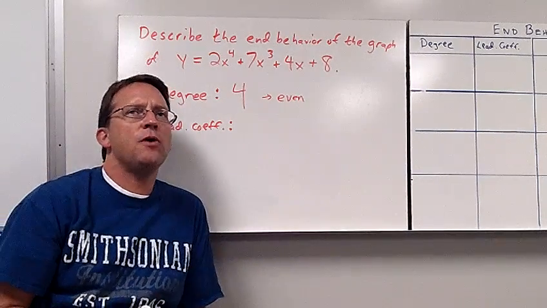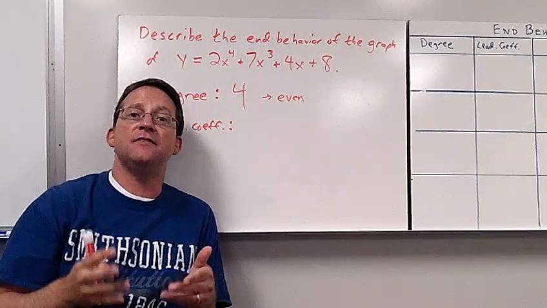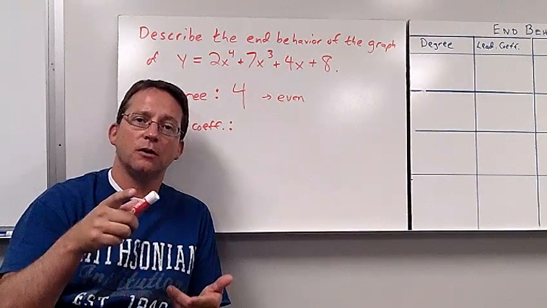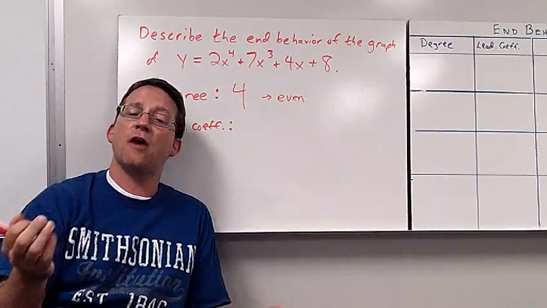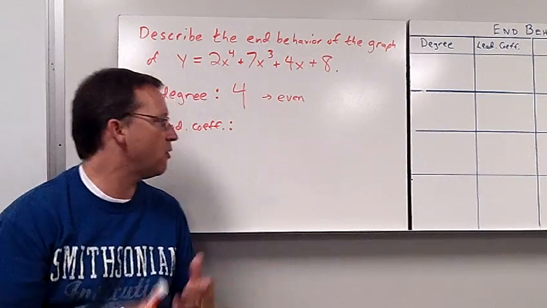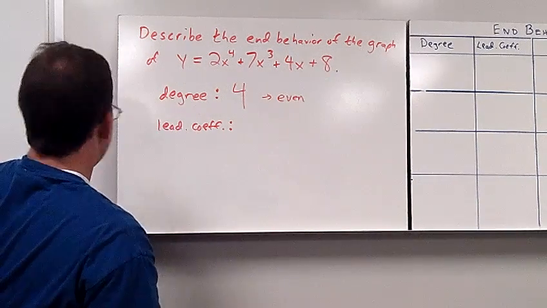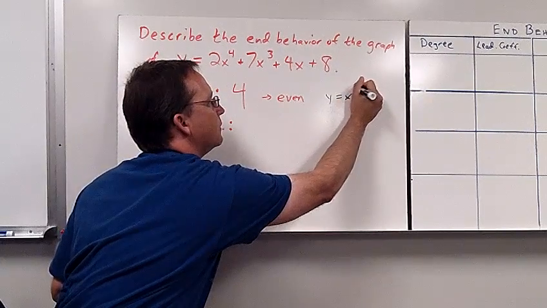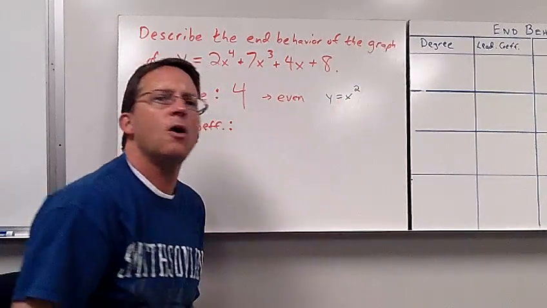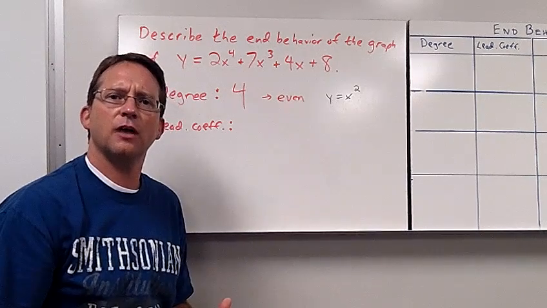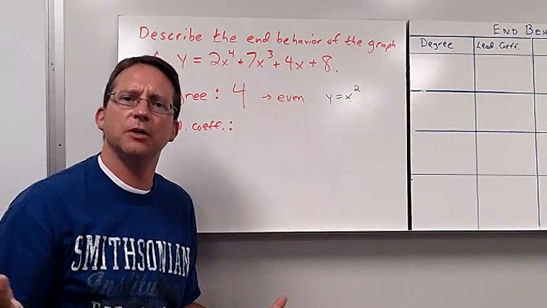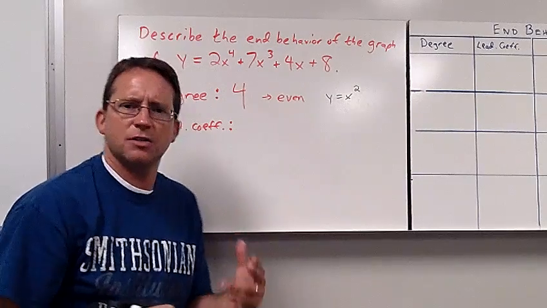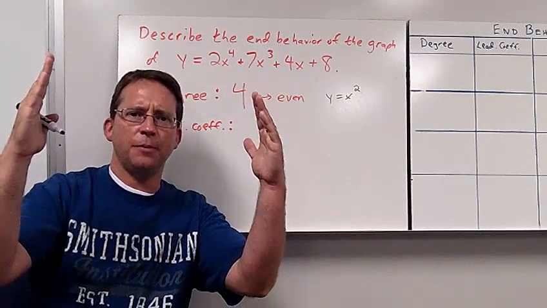So let's think back. We've graphed something with an even degree before. What have we graphed? We've graphed y equals x squared, right? Let's think about y equals x squared here. And think, all right, well, what does the graph of y equals x squared look like? It looks like a parabola, right? It's a U shape.